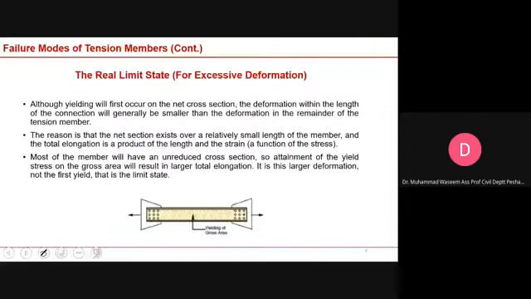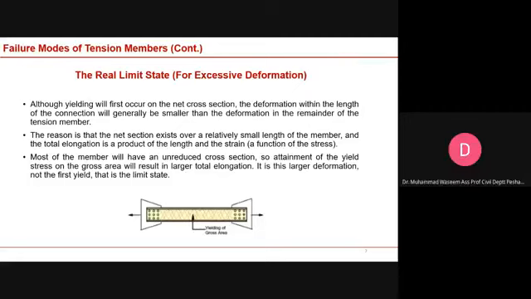Okay, we have discussed the failure modes. Which failure modes have we discussed? Sir, excessive deformation, fracture, block shear, and connection failure.